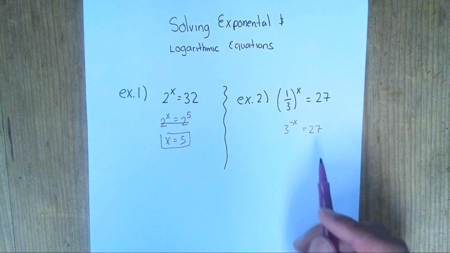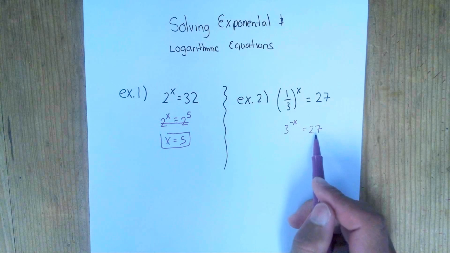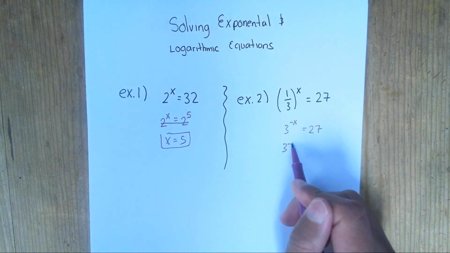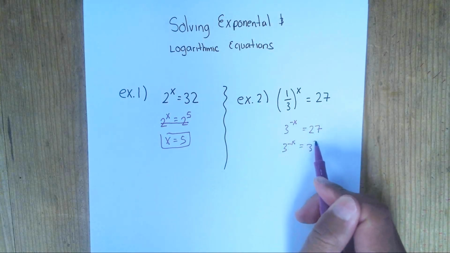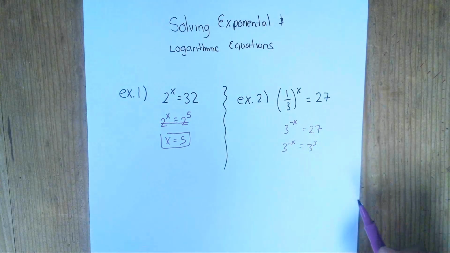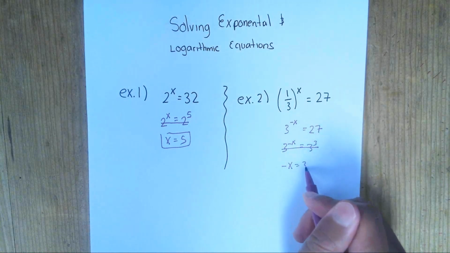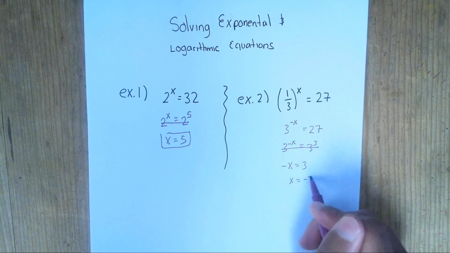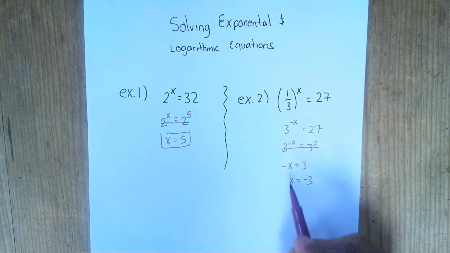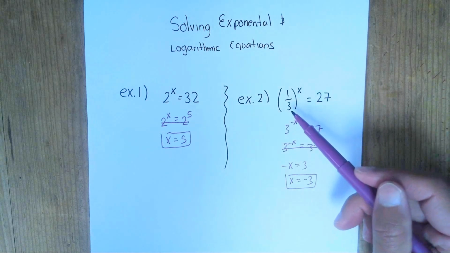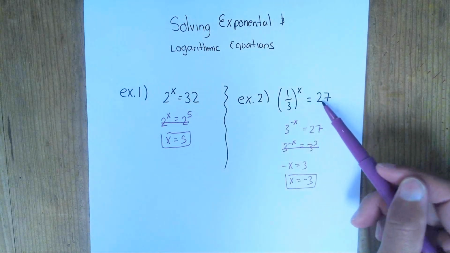Now this looks similar to this. So I ask myself, can I break 27 down? I notice that 3 goes into 27, and the power would be 3 to the 3rd. Because of that, these 3's cancel out, and I get negative x is equal to 3. Therefore, x has to equal negative 3, and that's your final answer. So whenever you notice that you have a fraction, your goal is to make sure this looks similar to that.